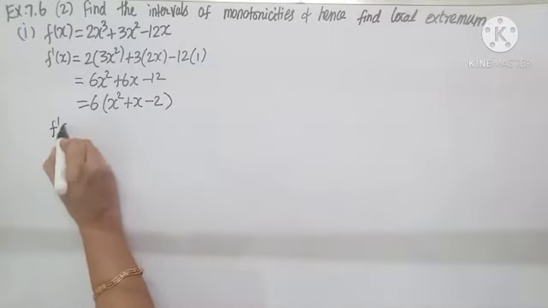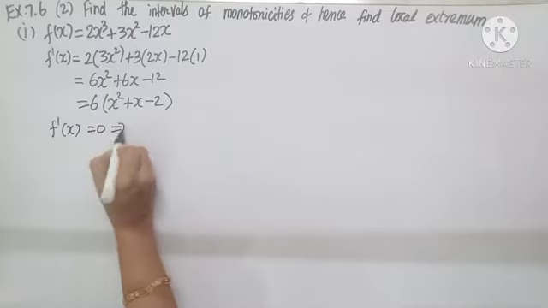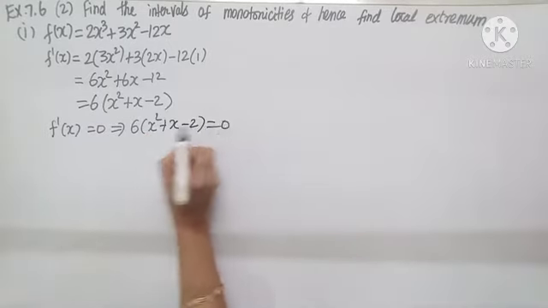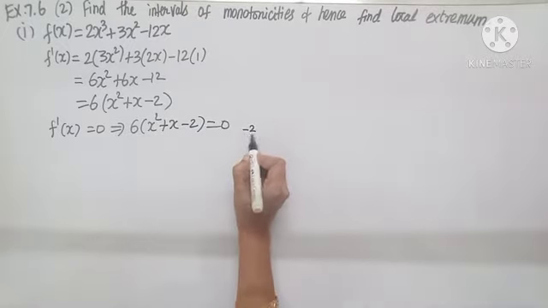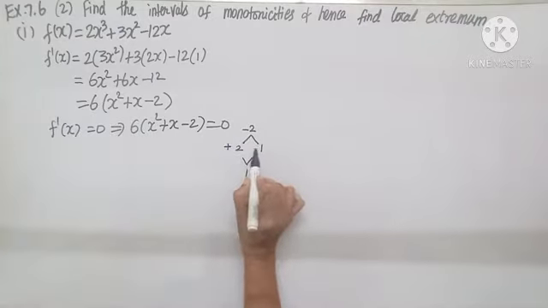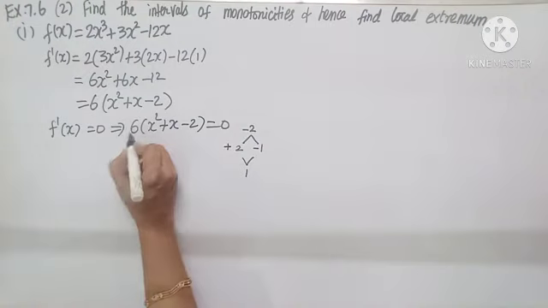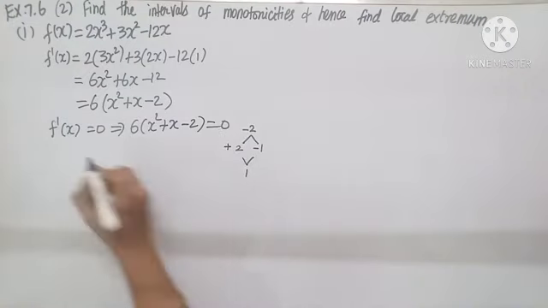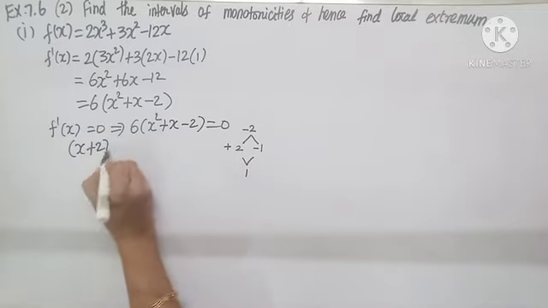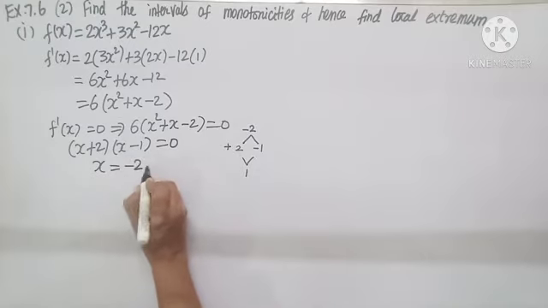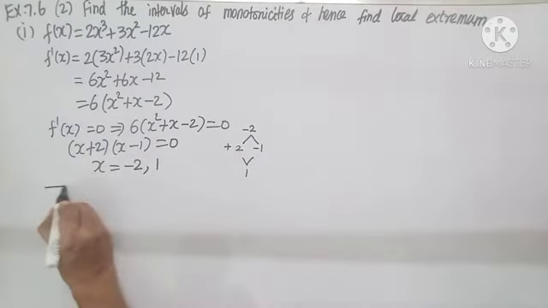We need to put f dash of x equal to 0. 6 into x square plus x minus 2 equals 0. I can factorize: I need plus 2 and minus 1. So 6 is on the left and 0 on the right side, so I can ignore 6. I get x plus 2 into x minus 1 equals 0, so x is equal to minus 2 and 1.